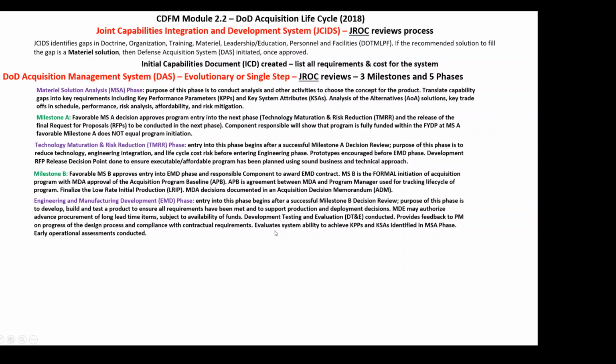All right, so the next phase, third phase, is engineering and manufacturing development. Entry into this point begins after a successful milestone B. So you see, before we go to any milestone, actually before we go to any phase, there is a decision point where the milestone decision authority has to say, yes, proceed. The purpose of this phase, again, know the purpose of the phase, is to develop, build, and test the product to ensure all requirements have been met.